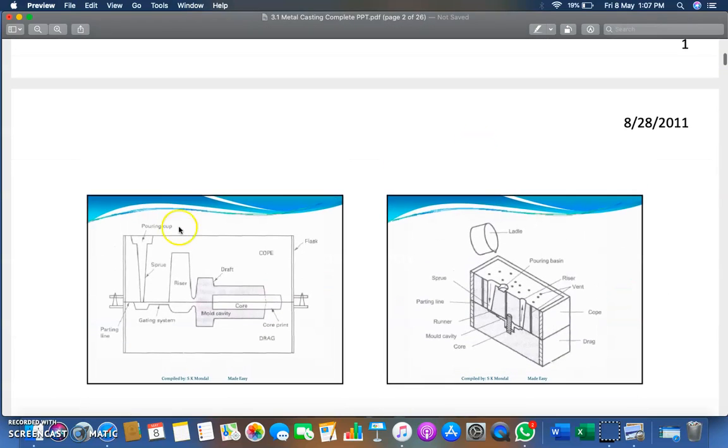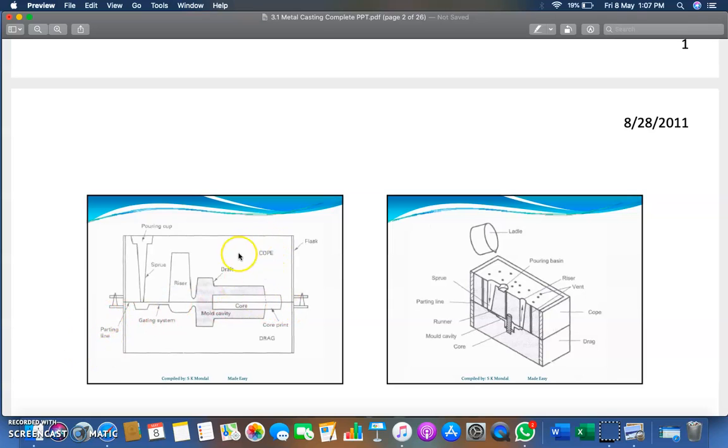So this is your gating structure. From this pouring cup you have to pour the material. This is called the sprue. These are the gating arrangement, or this is called the gate. This is the riser, to sustain more material whenever it is required. This is the mold cavity and this is the core, and these are core prints. This whole box is called the flask, and this center line is called the parting line.